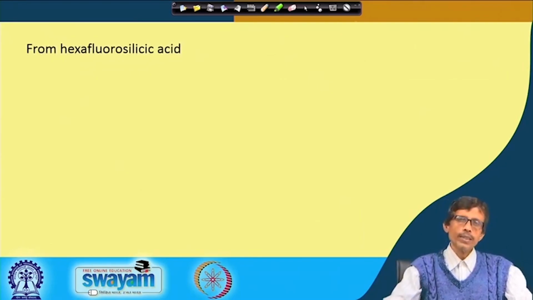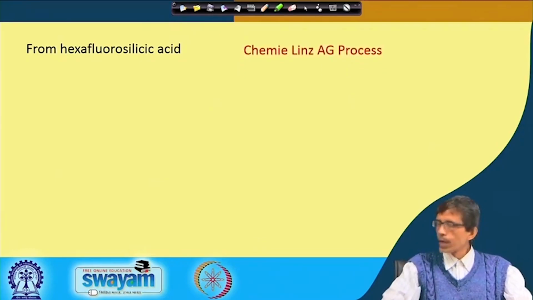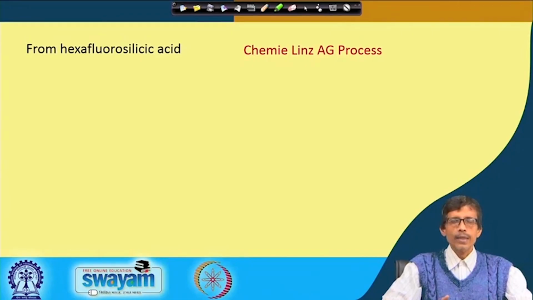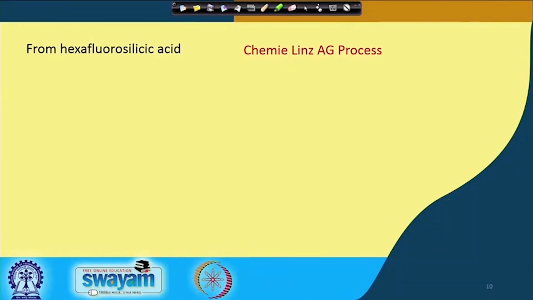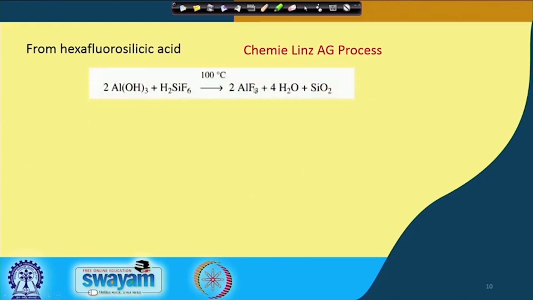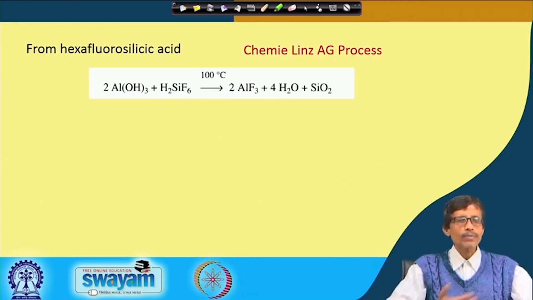Then that aluminum trifluoride can be converted with hexafluorosilicic acid also. Instead of getting it as aluminum fluoride, now you use hexafluorosilicic acid as the material. This hexafluorosilicic acid is now supplying your fluoride ions, not your HF, not your sodium fluoride, not your ammonium fluoride. As we have seen, very easily we can also make hexafluorosilicic acid.